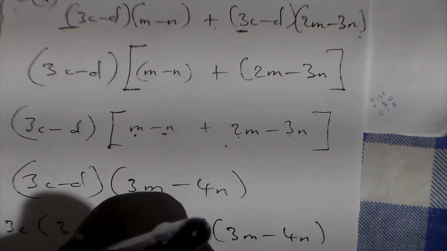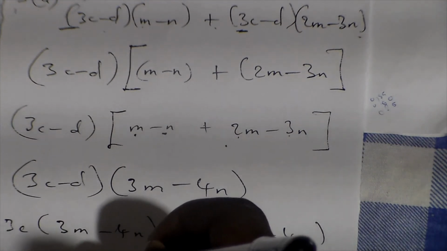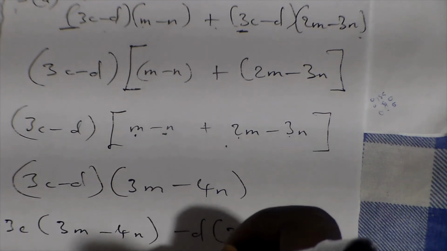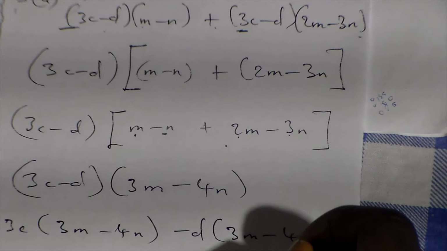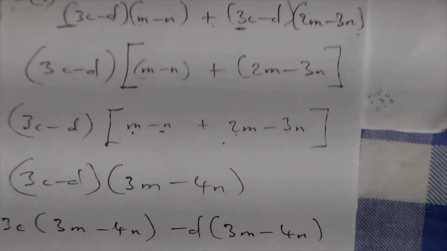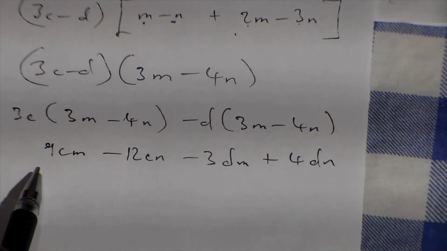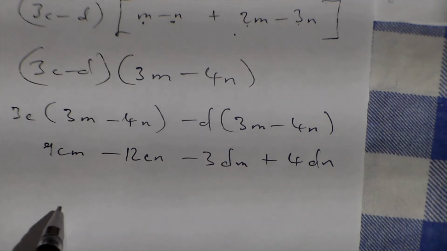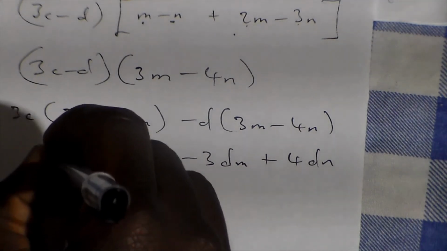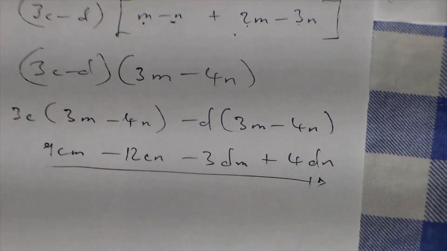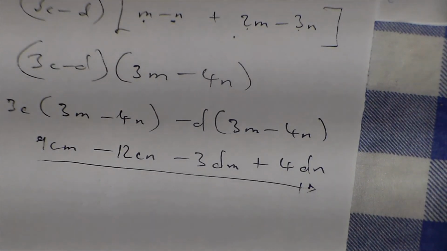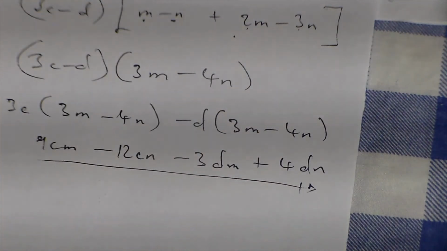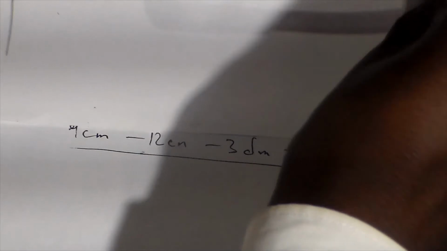We get 9cm minus 12cn minus 3dm plus 4dn. Okay, so as we can see, we cannot further simplify these terms because they are all unlike terms. So this will be our final answer. We have removed the brackets and we have simplified. Okay, getting on to part B of question number 3.